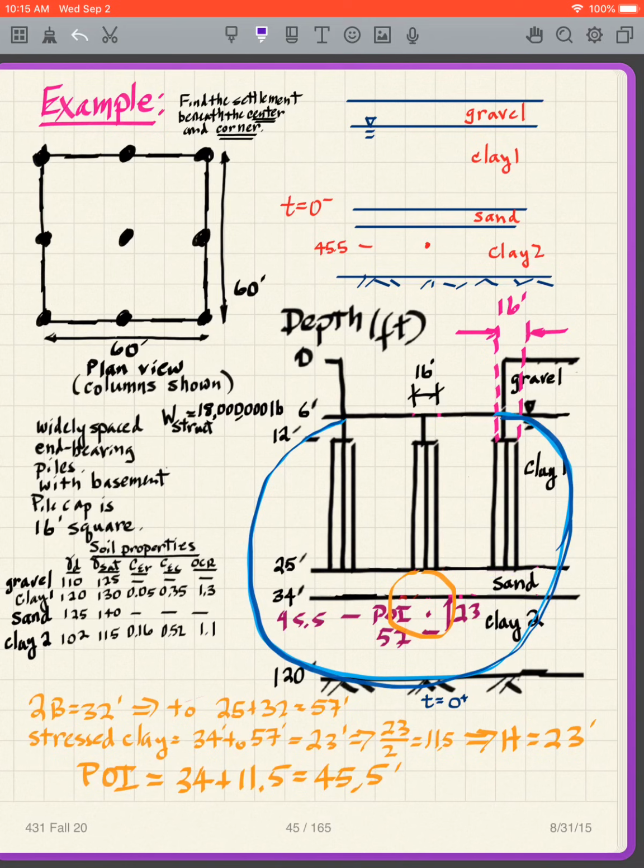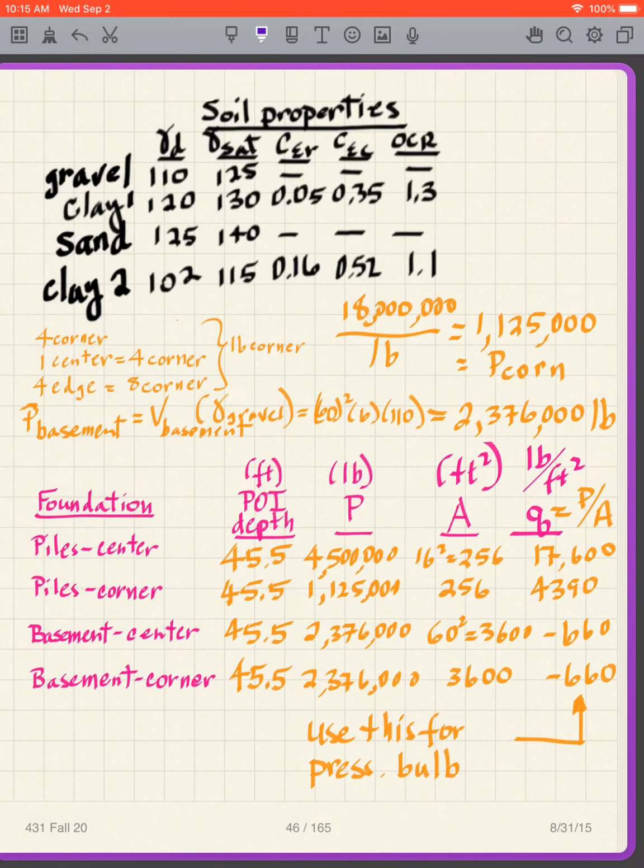That gets us started. Again, here are our soil properties. Know these: gamma D, gamma saturated, C epsilon R, C epsilon C, and the OCR for those clay layers. And we've done this before in the sense that we have 4 corner columns, we have 4 edge columns, and 1 center column. And that comes out to be the equivalent of 16 corner columns.